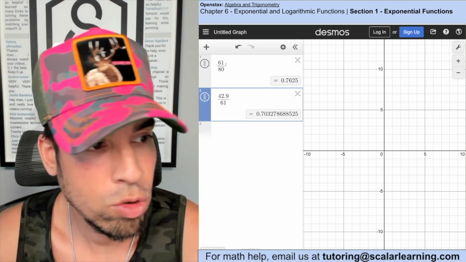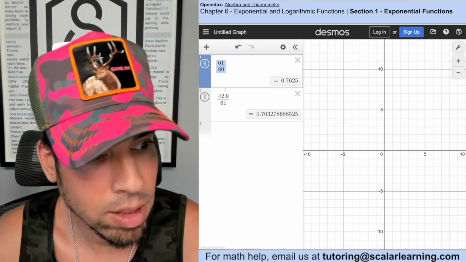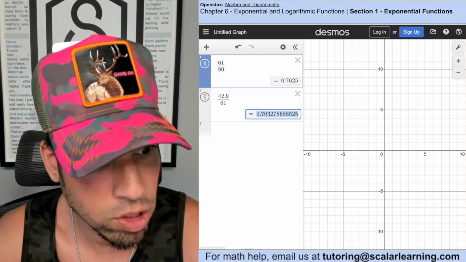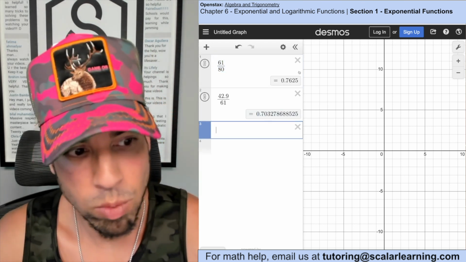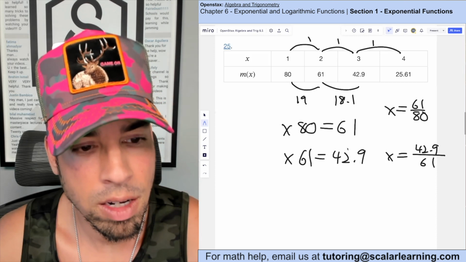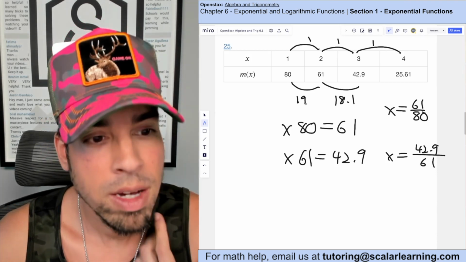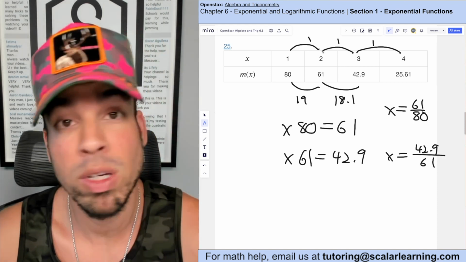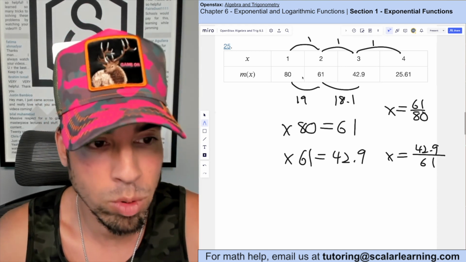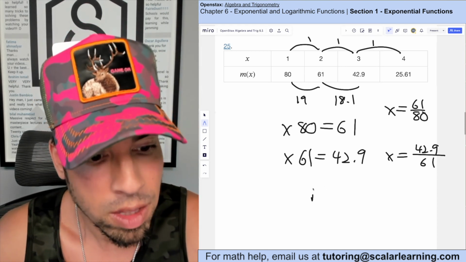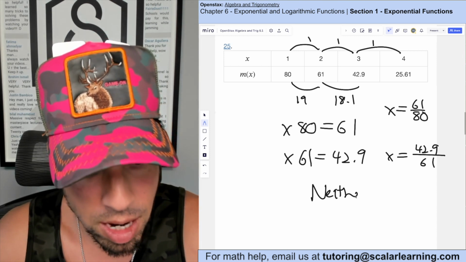So when we look at these two ratios, we see that they're not the same. This is 0.765, this is 0.703, whatever. So it's not a consistent multiplier. If this was exponential, we'd be multiplying by that same value every time. Let's say if it was 0.75 or something like that, and it would be that same multiplier. So this is a case of neither.